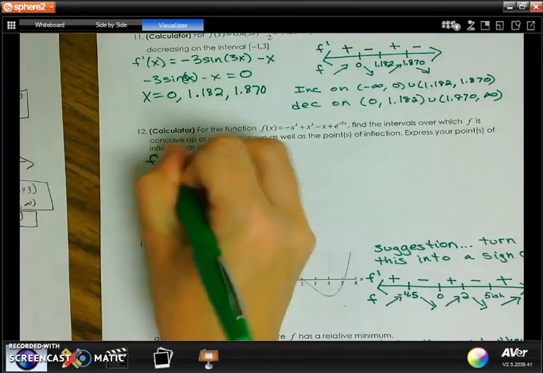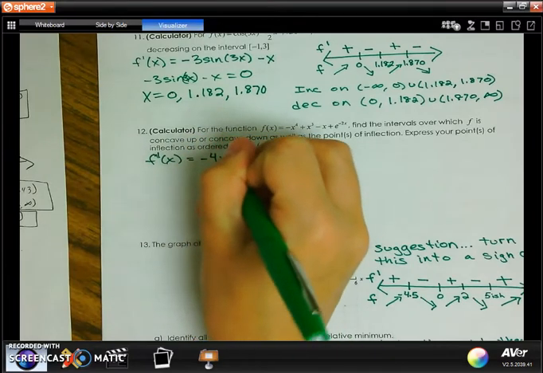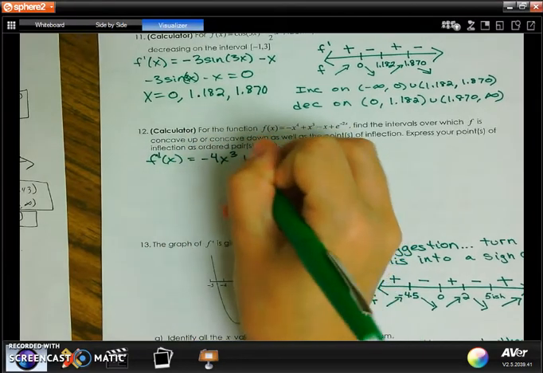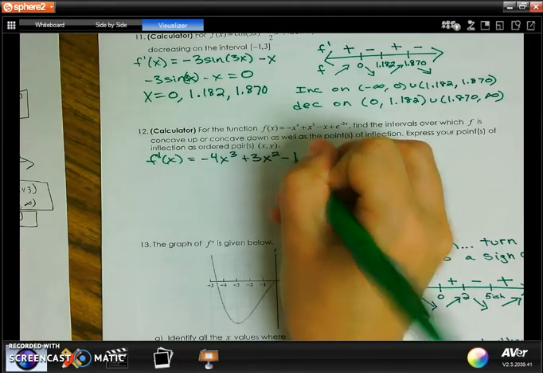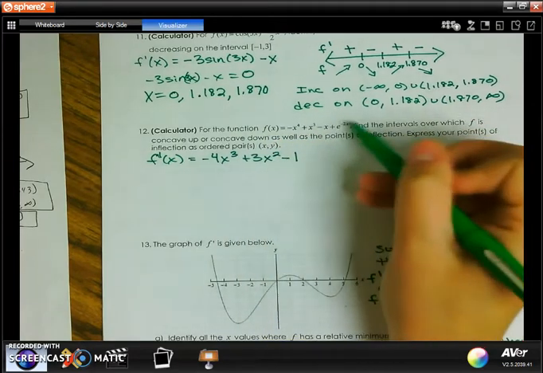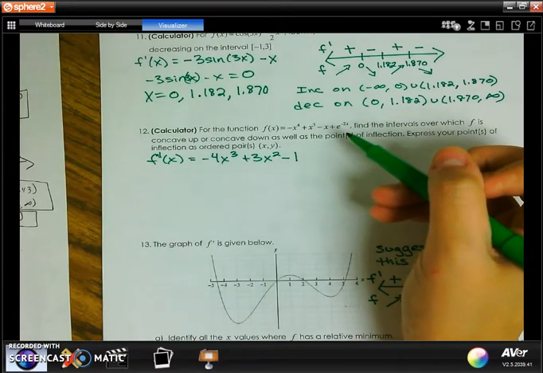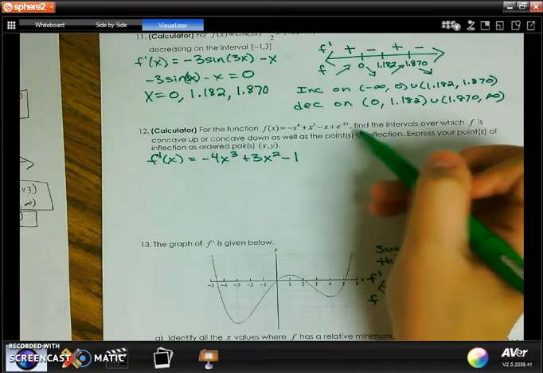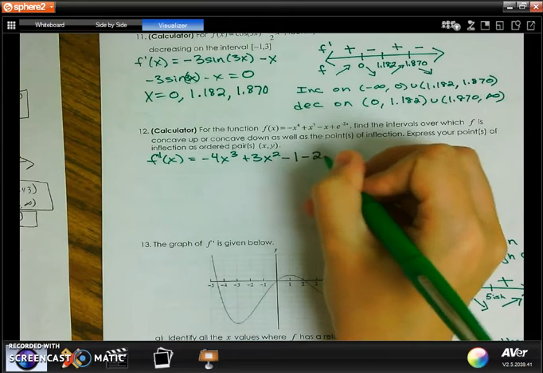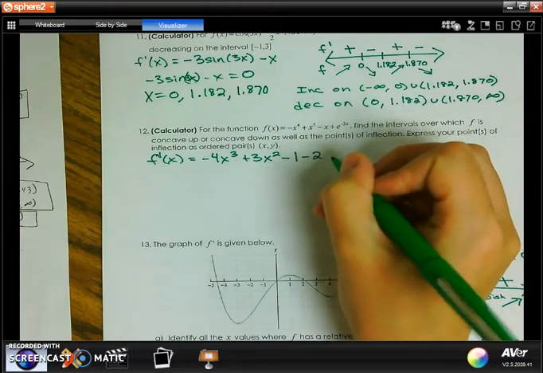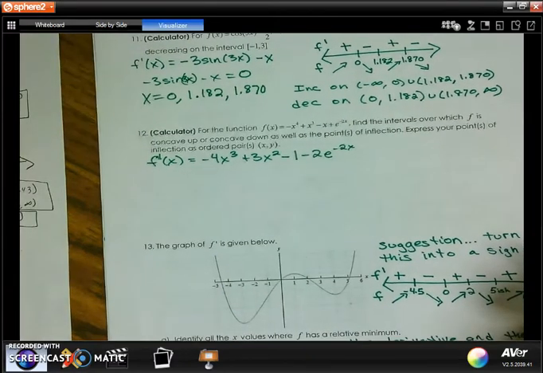So I'm going to take the second derivative. The first derivative is going to be negative 4x cubed plus 3x squared minus 1. And then over here, what am I going to have to do? Well, the derivative of e to the x means you recopy it, and then you multiply it by the derivative of the exponent. The derivative of the exponent is negative 2, and I recopy it exactly as I see it. So there's the first derivative.